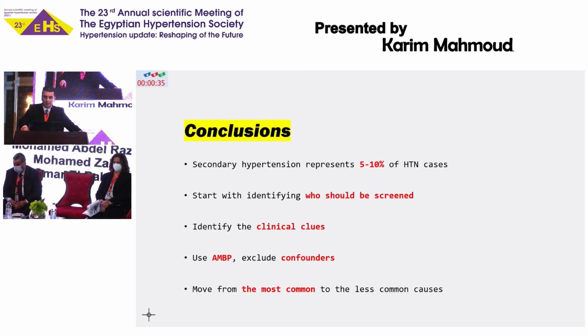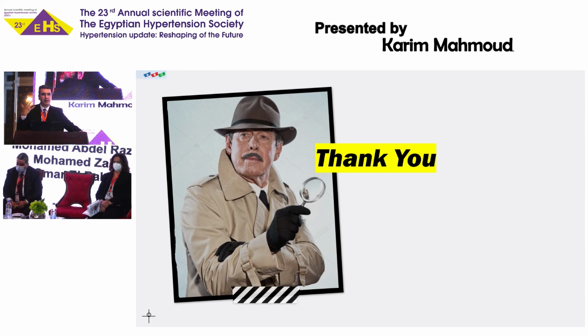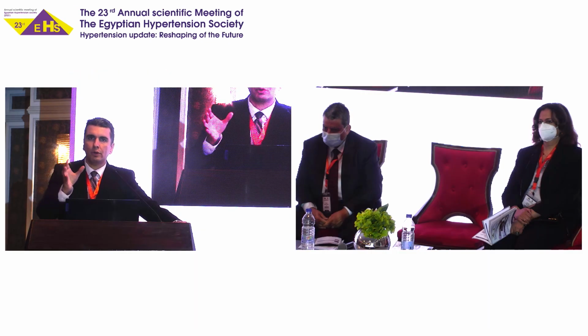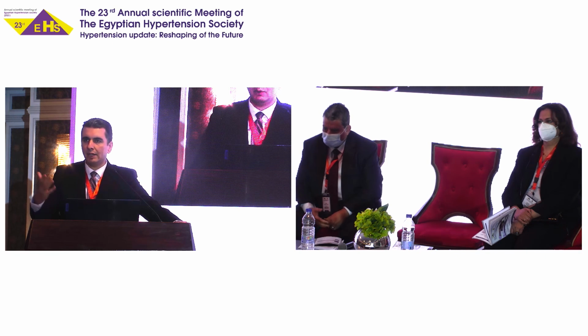So to conclude the presentation, secondary hypertension represents 5 to 10% of hypertensive cases. We should start with a clinical background, see who should be screened and identify our clinical clues. We should use the 24-hour ambulatory blood pressure and exclude other confounders. And we should move from the causes from the most common to the least common. Actually, it's detective work that needs suspicion and the use of the available facilities to recognize the patient and the cause, as recognition of the cause will be the way to treat this patient.